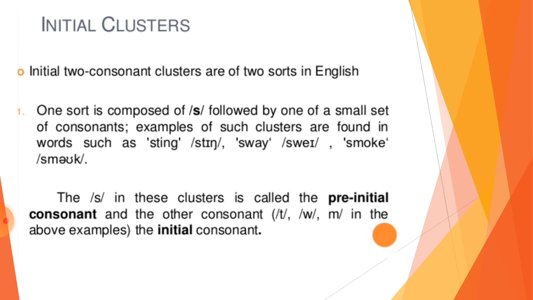Consonant clusters that appear at the beginning of a syllable are called initial consonant clusters, those which appear in the middle of a syllable are called middle consonant clusters, and those which appear at the end of a syllable are called ending consonant clusters.